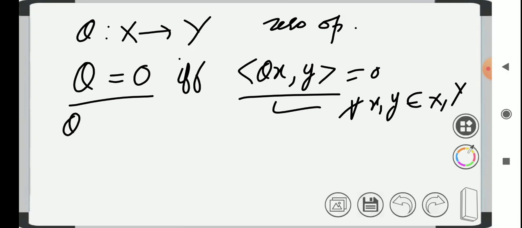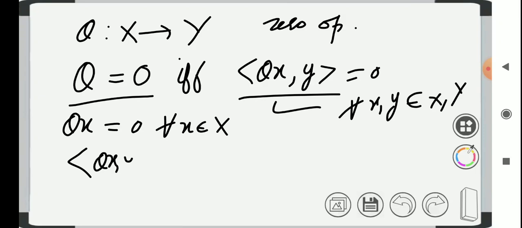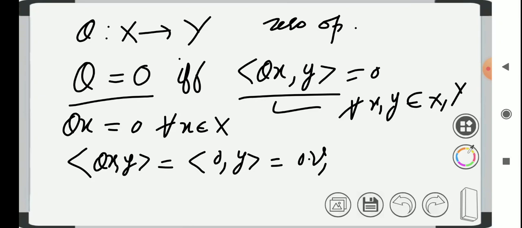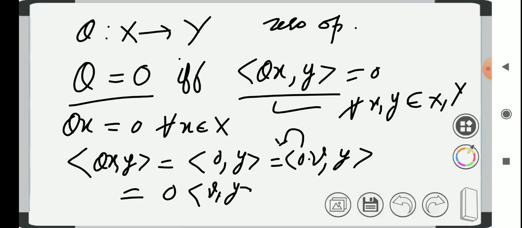By zero operator we mean its null space is the whole of X, which implies Qx is 0, the zero vector of Y, for all x in our inner product space X. Well, now we will calculate the inner product of Qx with y, which is simply the inner product of the zero vector with y, which we can write as the scalar 0 times some vector v in our space X, inner product with y. Since the inner product is linear, we can bring out the scalar 0, which gives 0, because any element of the underlying field multiplied by 0 is simply 0. This implies that the inner product of Qx with y is simply 0.